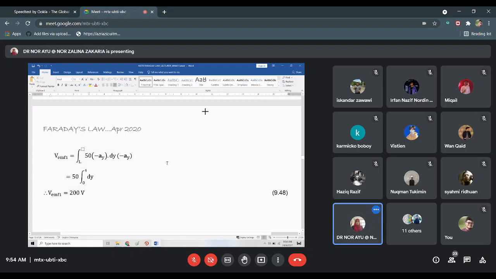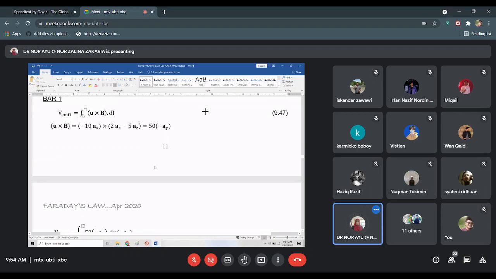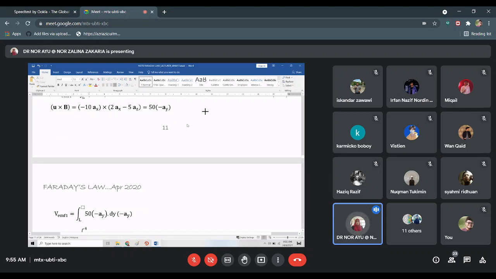Alright. Okay, saya ulang semula. Okay, so for motional EMF, you have this U cross B dot DL. Okay, there are 3 rules untuk motional EMF. Okay, the first one, you need to find your U cross B and you need to know what is the directions of your cross product. Okay, so let's say the directions of cross product is this one, negative AY. So the second rule, your DL must follow the directions of your cross product.